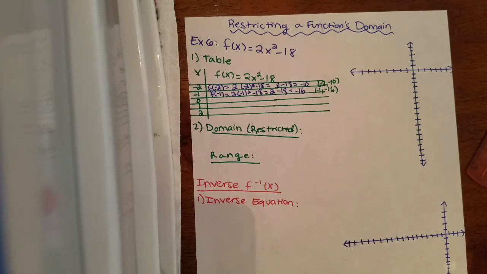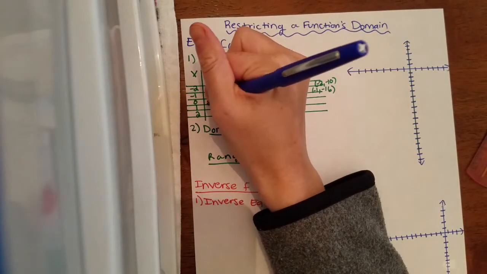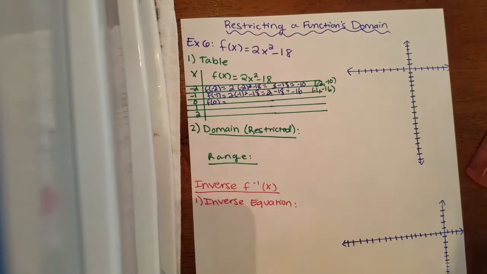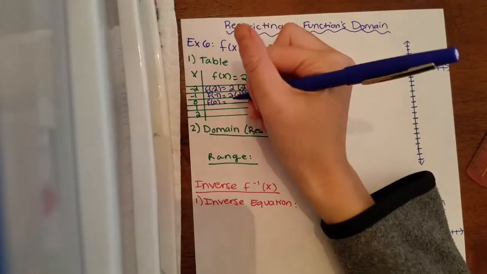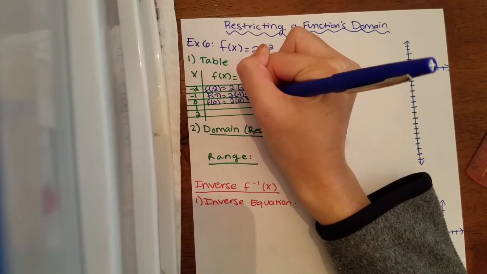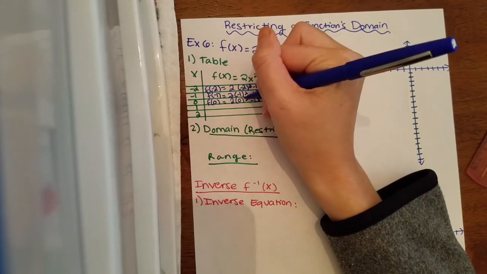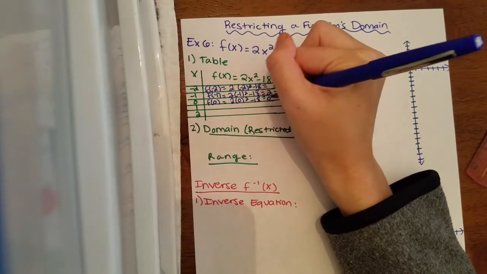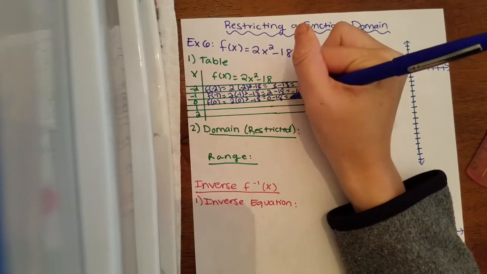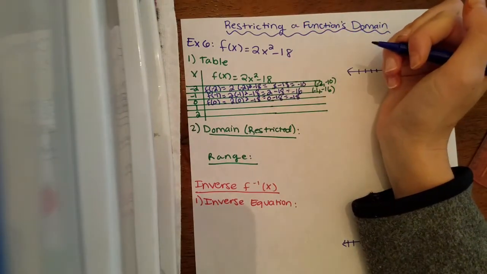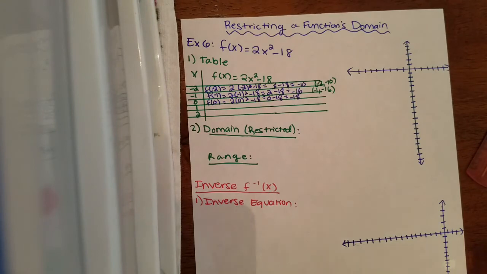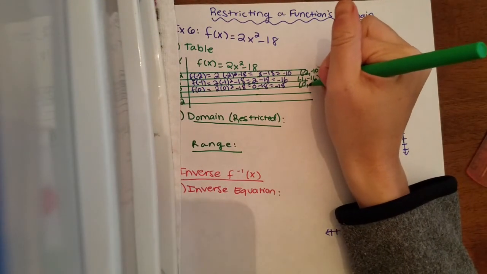Next point at 0. F of 0. At f of 0, we're going to do 2 times 0 squared minus 18. Square the 0 first. 0 times 0 is 0. Times 2 will give me 0. And 0 minus 18 will give me a -18. So the next point I'm going to plot is at 0, -18.